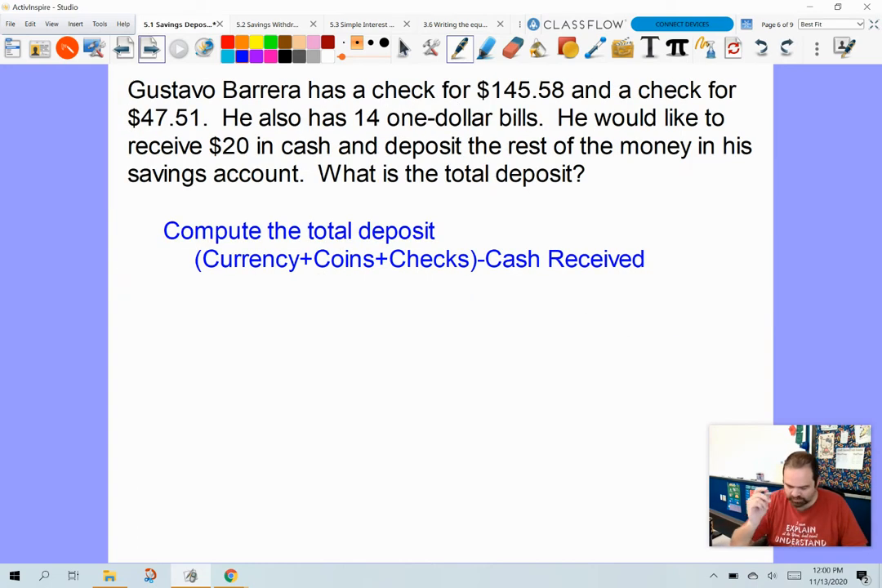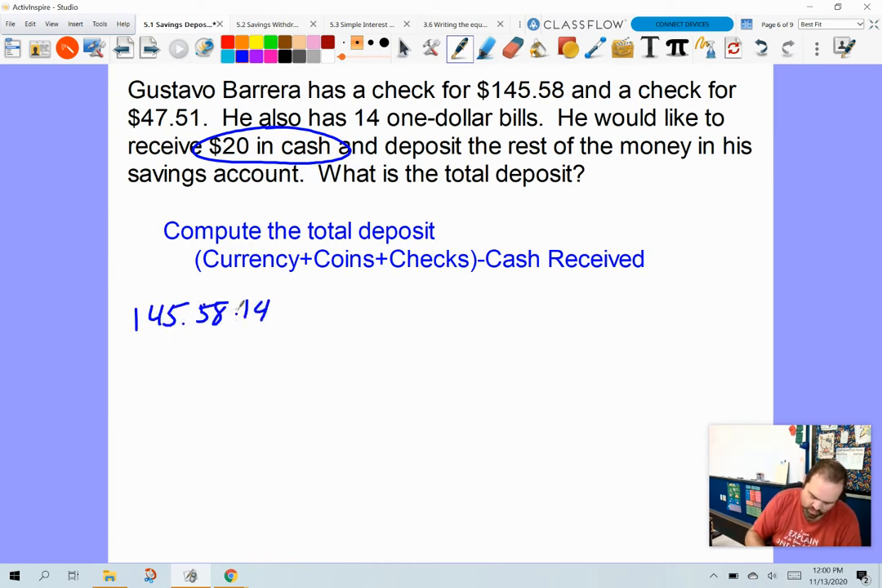Okay, so Gustavo here, he has a check for $145.58, a check for $47.51, some $1 bills. He wants to deposit all of this and get $20 back in cash. So we're literally going to add up the $145.58, the check for $47.51. He has 14 $1 bills, so that's just $14. And then at the end, he wants $20 back.